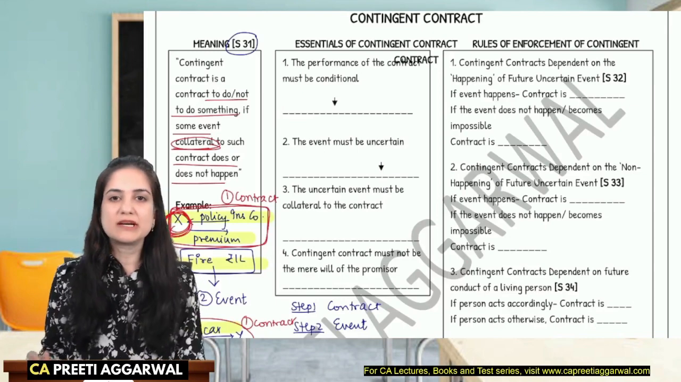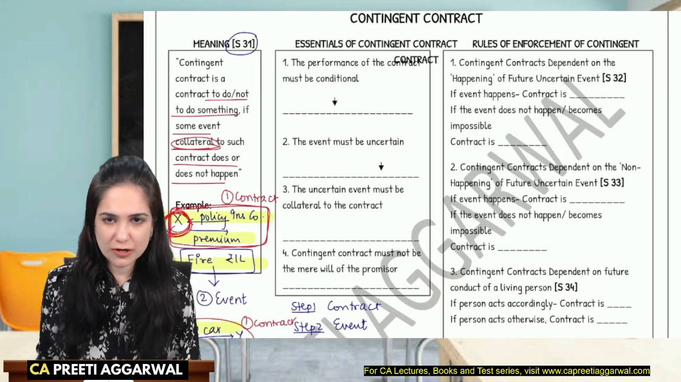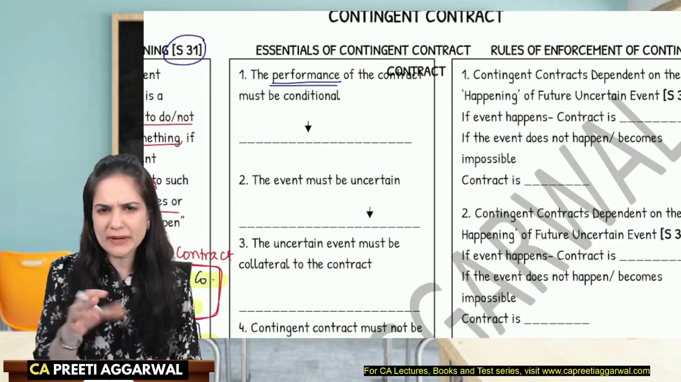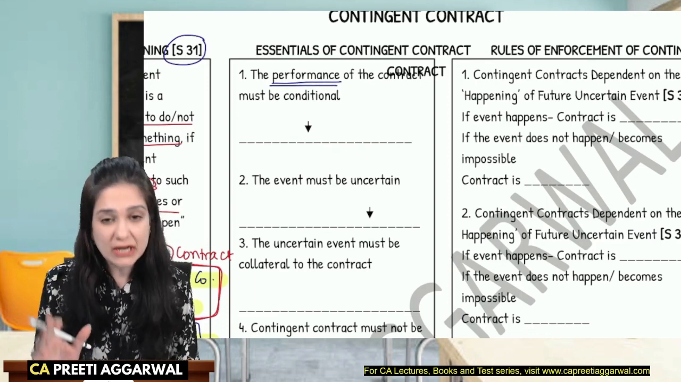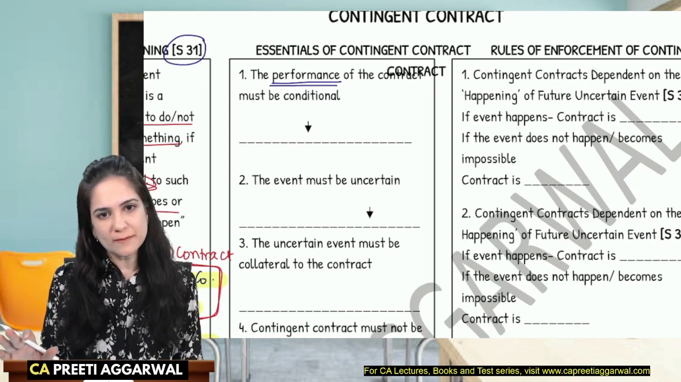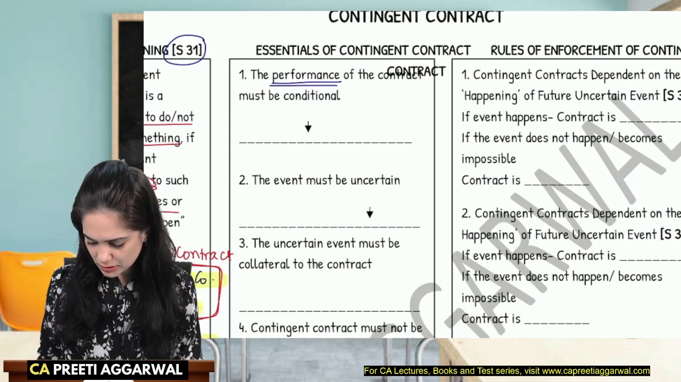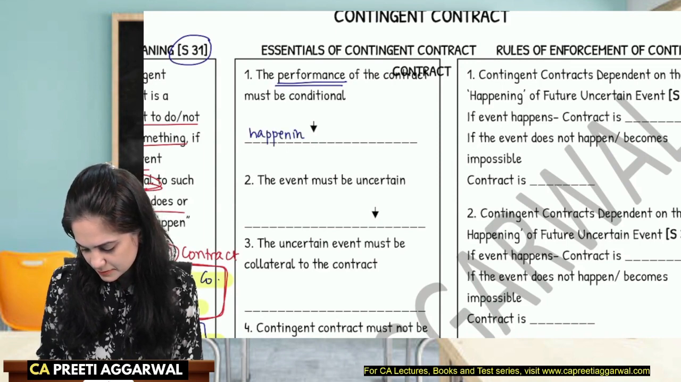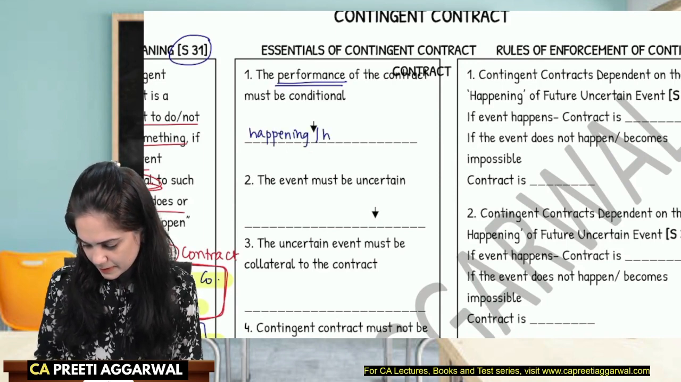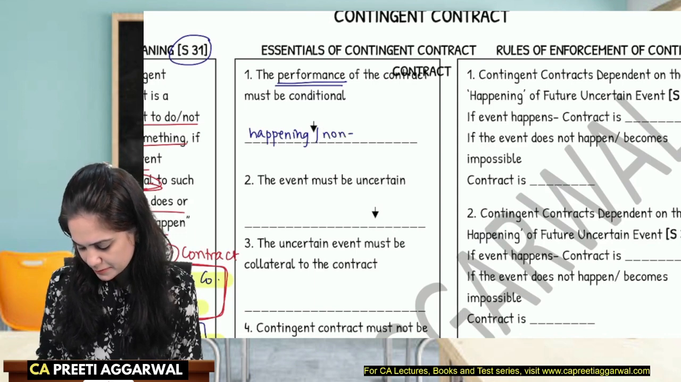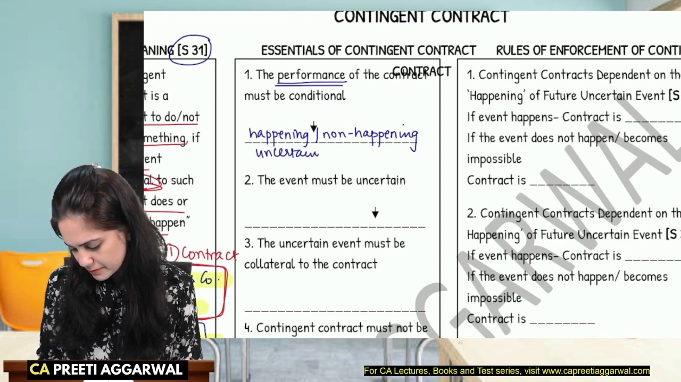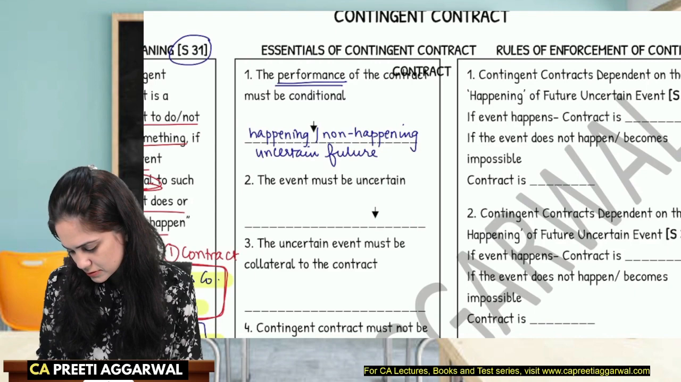Next, let us discuss the essentials of a contingent contract. The contingent contract is one the performance of which depends upon happening or non-happening of the future uncertain event. This is conditional. Yes, it must be conditional. It is conditional because it depends upon either happening or non-happening of the uncertain future event.